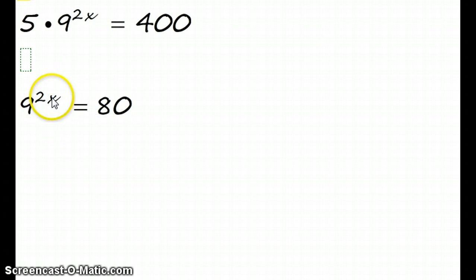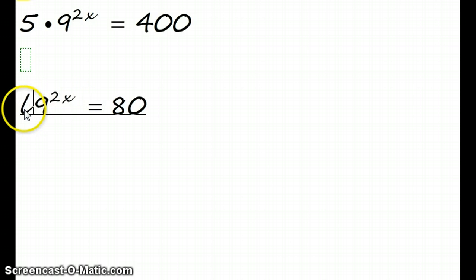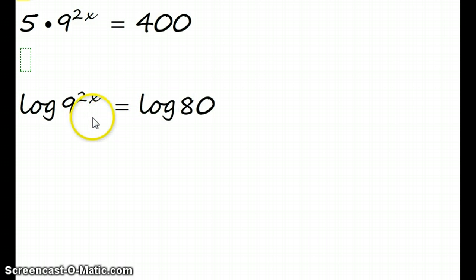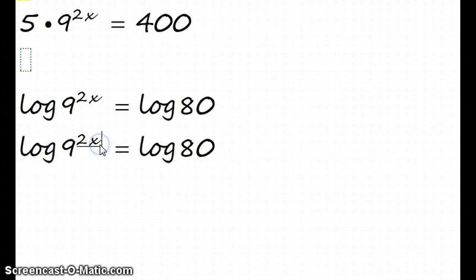If you want to free a variable, this variable here needs to roll down to be in front of the 9. So we're going to take the log of both sides. When we do that, it frees our variable exponent and allows it to move down to the front. So I'm going to copy this whole line, and we're going to get rid of our 2x and roll it to the front.